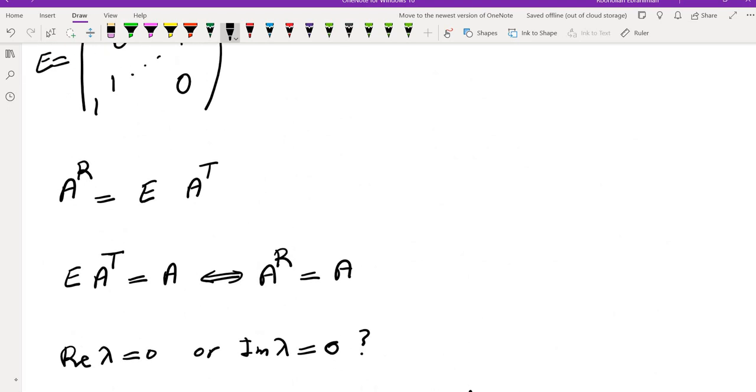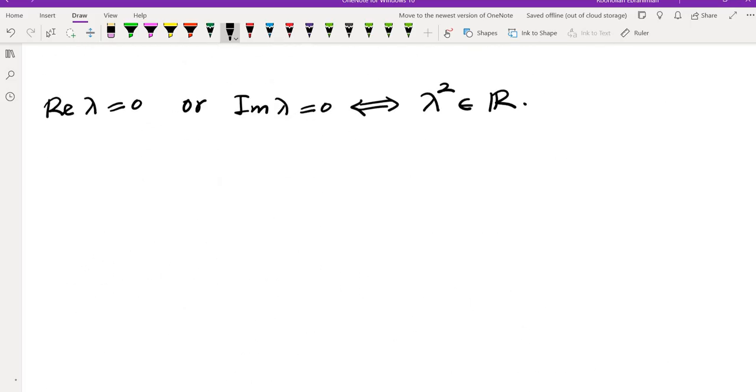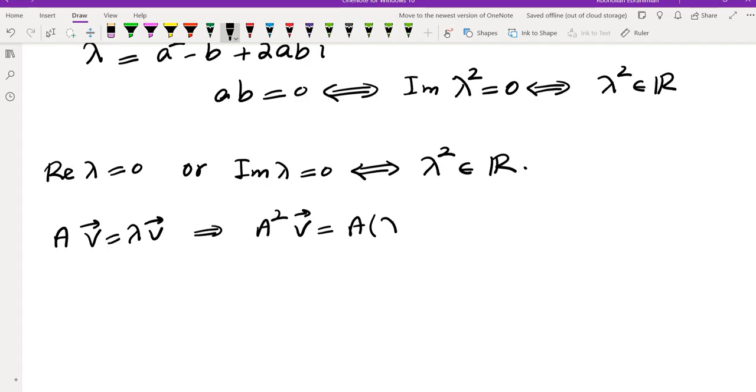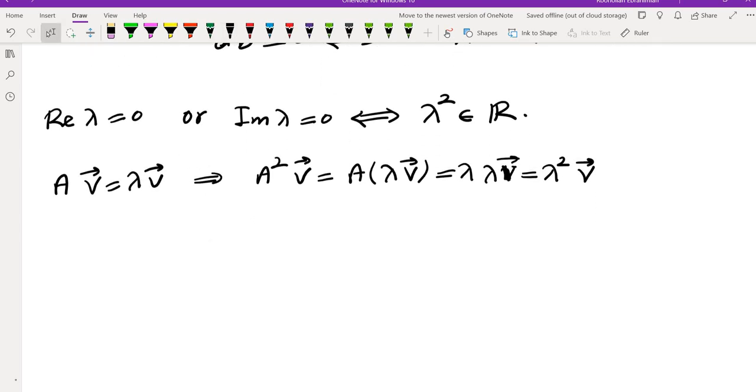And just to recall, A transpose is the same as EA. Okay, so now I want to see if I can solve the problem given the condition. Now, one thing we know is that if lambda is an eigenvalue of A, then lambda squared is an eigenvalue of A squared, because I know that Av equals lambda v. So this means A squared v equals A times lambda v, which is lambda squared v.